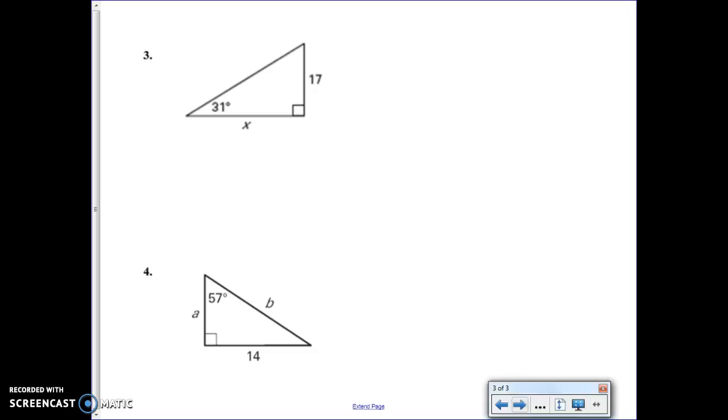All right, a couple more examples here. I do want to go over these because they're going to set up a little different. So in the first one, we just have x to find. So again, we start with our angle. I'm going to put SOHCAHTOA right up top, so I have it to reference. So I have opposite and I have adjacent. So opposite and adjacent, that's tangent. So tangent of 31 equals 17 over x.